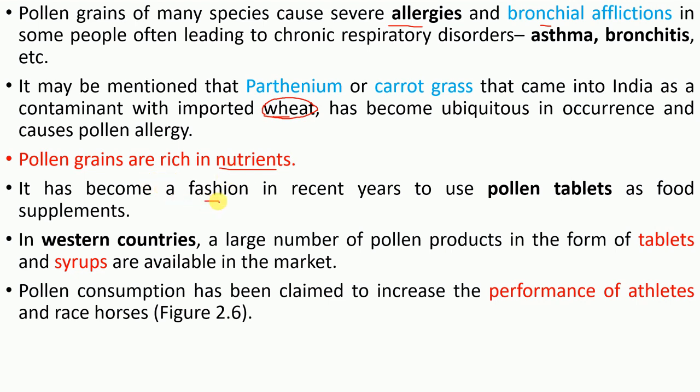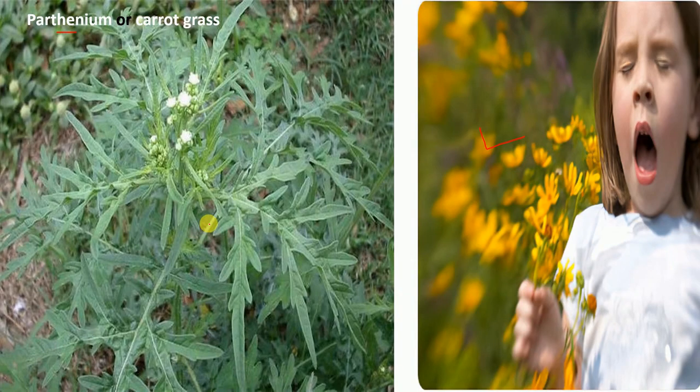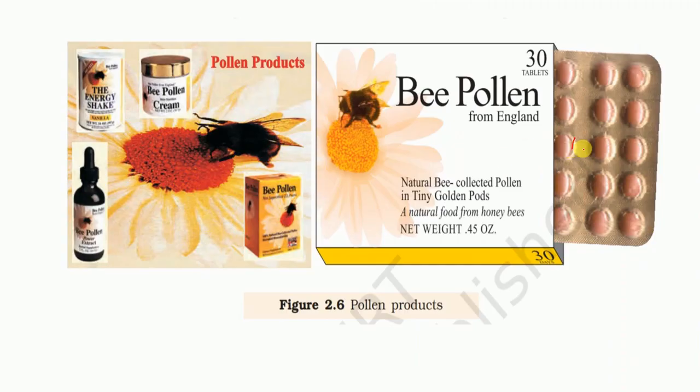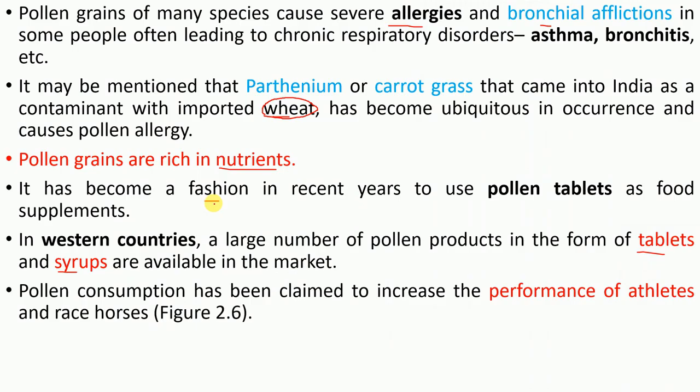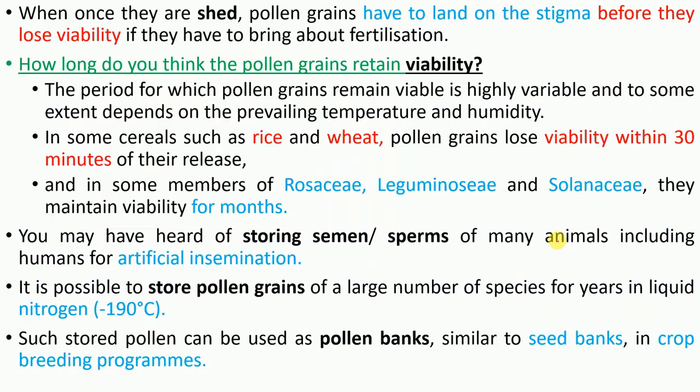It has become a fashion in recent years to use pollen tablets as a food supplement, especially in Western countries. People are using pollen grains in the form of tablets and in the form of syrup. So you can see here, these are the various tablets and this is syrup of pollen grain. They believe it helps their performance. Especially athletes believe that pollen grain will be helpful for good performance. That's the reason they are using such pollen grain.